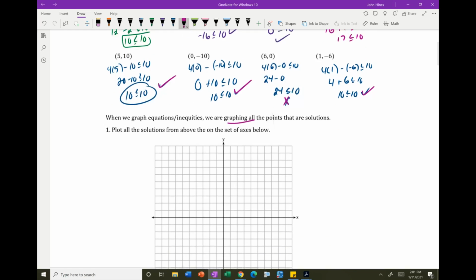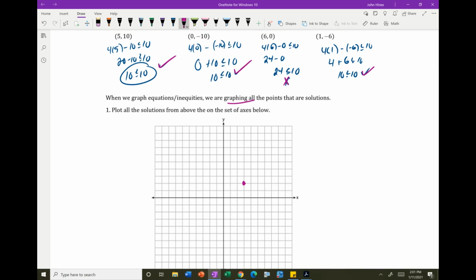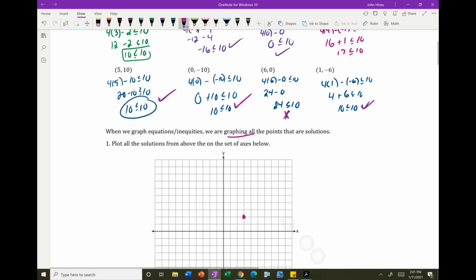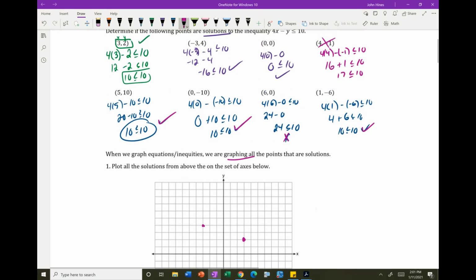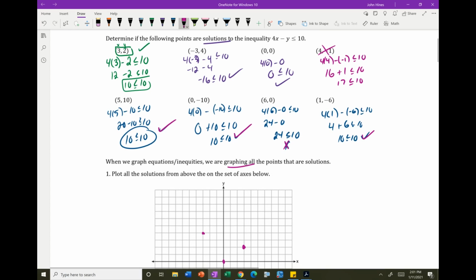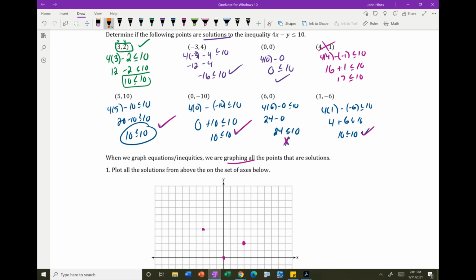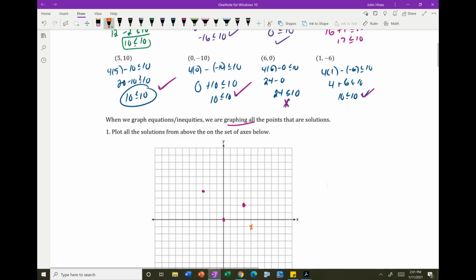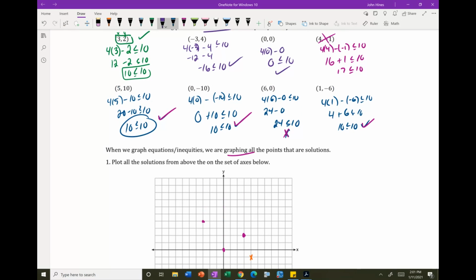So let's look through these here. I got 3, 2. That point works. Negative 3, 4. Negative 3, 1, 2, 3, 1, 2, 3, 4. 0, 0. Now that one doesn't work. I'm going to switch colors and make that an X. What is that? 4, negative 1. 4, negative 1, no good. It's like you sunk my battleship there.